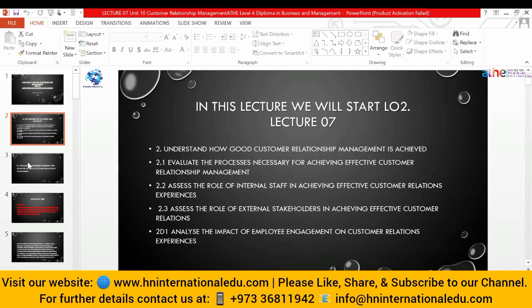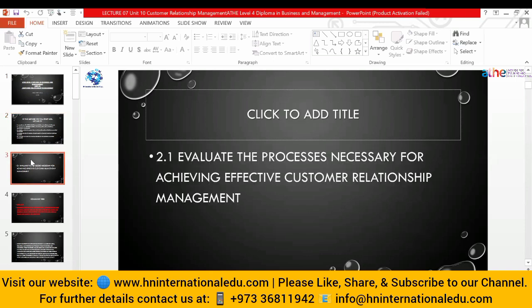Let's start the lecture from assessment criteria 2.1, that is, evaluate the processes necessary for achieving effective customer relationship management. That is all the steps and procedures which are necessary and significant to implement CRM in an organization. We will be discussing those. And here the key command verb is evaluate, which you need to keep in mind as well.